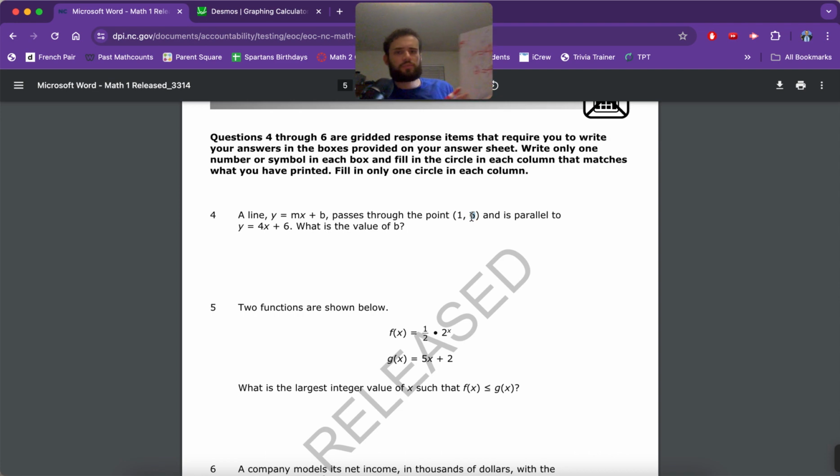So we get 4 times 1, which is 4, plus b equals 6. Sorry, the board is backwards, so I draw everything backwards. 4 times 1 plus b equals 6, so that's 4 plus b equals 6. And then you would just think, what plus 4 makes 6? Well, that would be 2. Or you could subtract 4 from both sides. 6 minus 4 is 2. So our b value here would be 2.